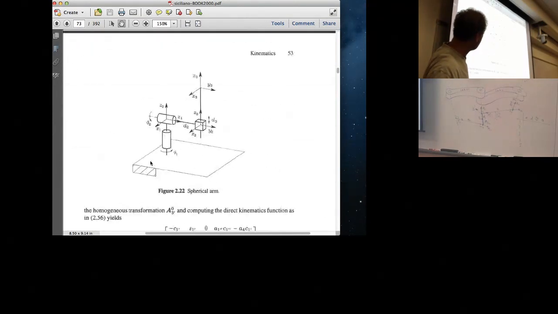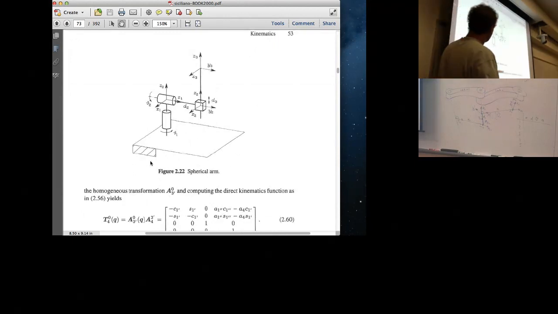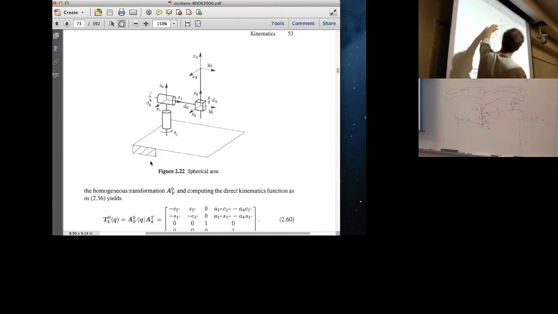Okay, so here is a simple spherical arm. So what's happening here, we have one degree of freedom which rotates in the vertical plane, then another one which rotates in the perpendicular plane to that. So that creates a little bit of a ball and socket joint idea. And if the two rotations intersect in this point, that means we can rotate in two directions simultaneously, which is nice.